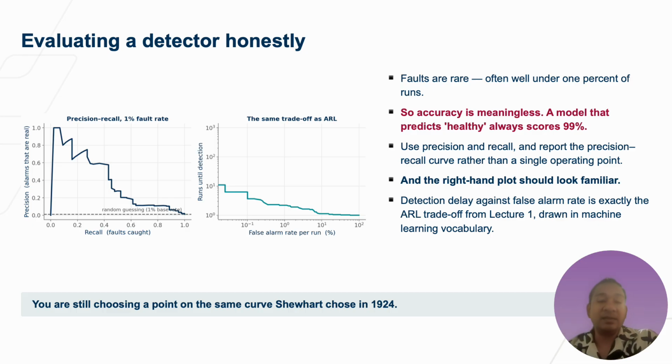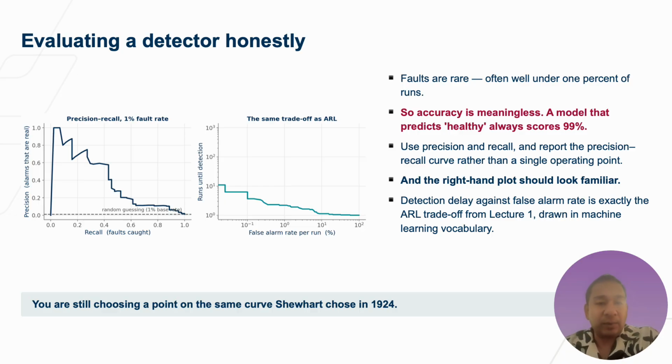Evaluating a detector honestly, because this is where projects mislead themselves. Faults are rare, often well under 1% of runs. So accuracy is meaningless. A model that predicts healthy for everything scores 99% and it is worthless. You will see this reported, do not report it. Use precision and recall. Report the whole precision-recall curve rather than a single operating point, because the operating point is a choice, and different users of the model make it differently.